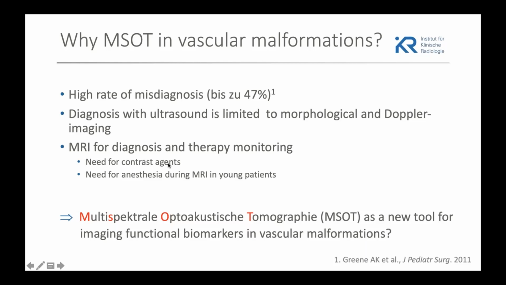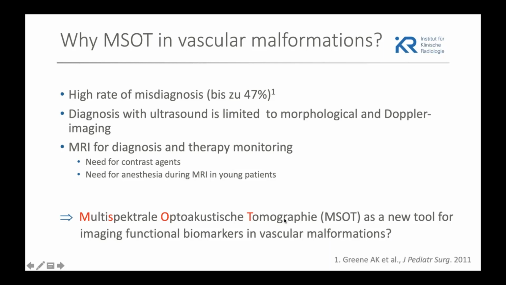So the problem with these vascular malformations is, from the initial base, you have a high rate of misdiagnosis in these patients, up to 47%. Like a big study here from 2011 with over 6,000 of these rare diseases, and 47% of these patients had a misdiagnosis in the beginning, which is unbelievably high if you think that you have these young patients suffering from these malformations.